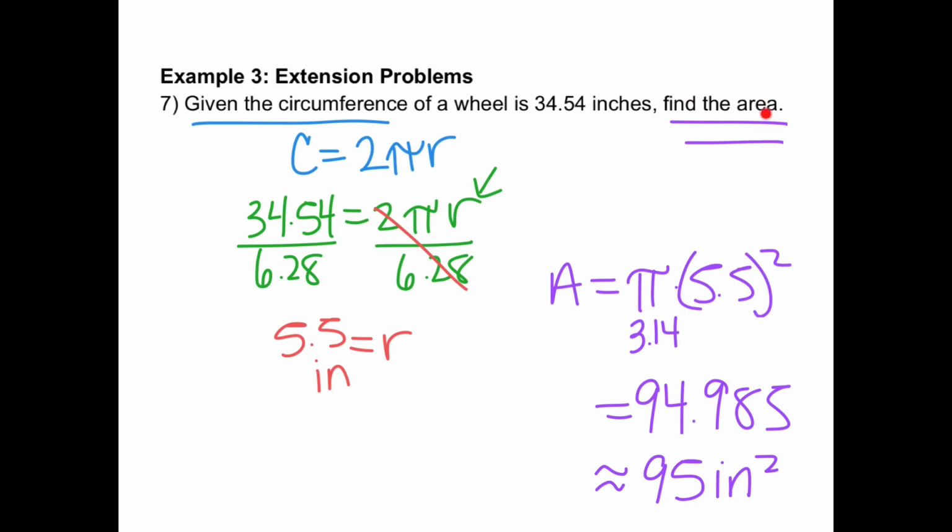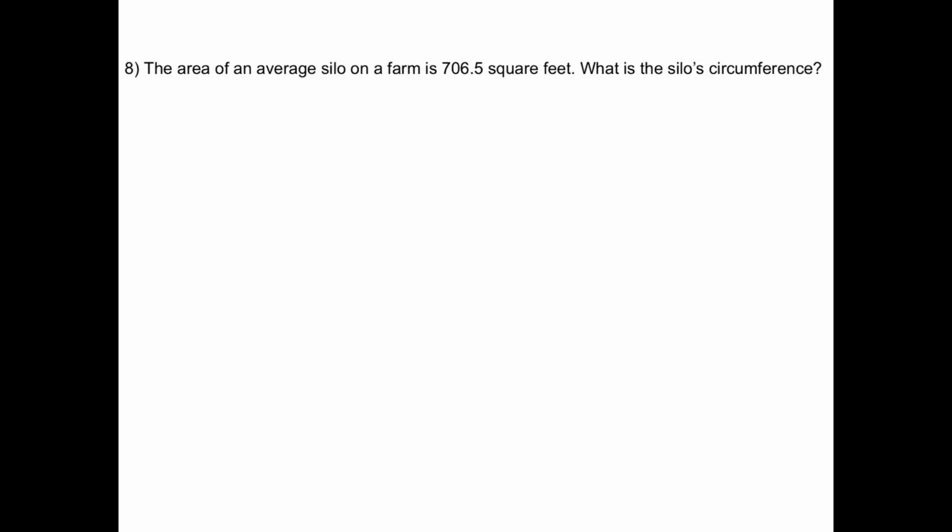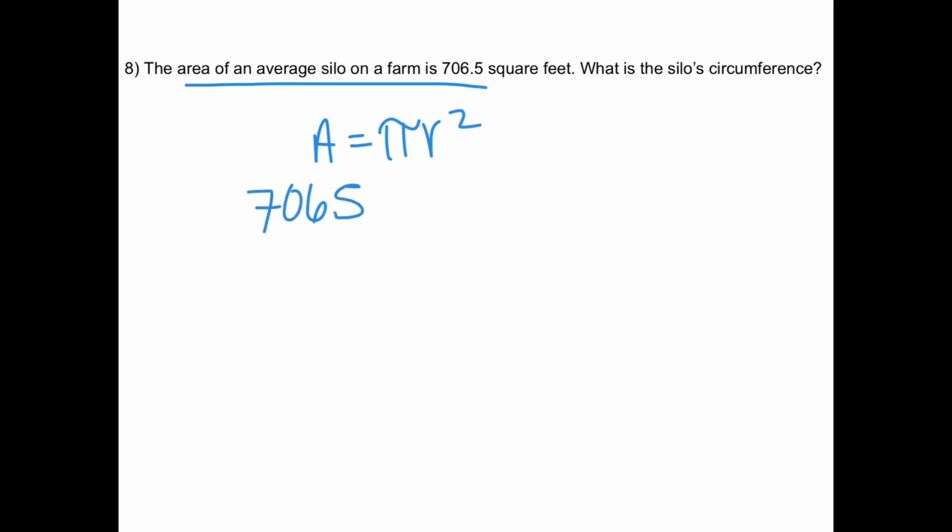If I was given the area, we would just have to divide by pi and then square root some things, so it could be a little trickier, but that's what these extension problems are going to look like. So in this extension problem, we have the area of a silo. The area equals pi times the radius squared. In this case, the area is 706.5, and that's going to equal pi r squared.